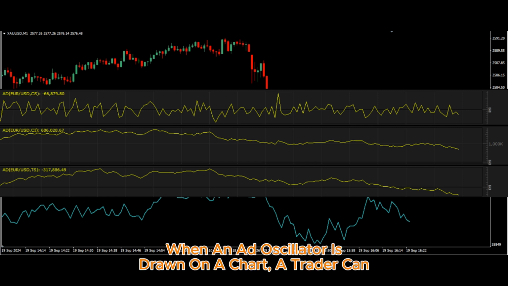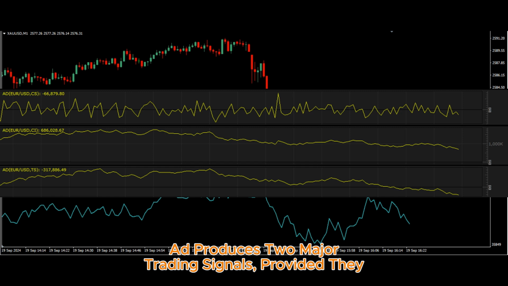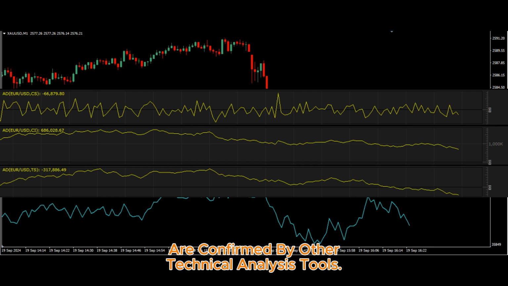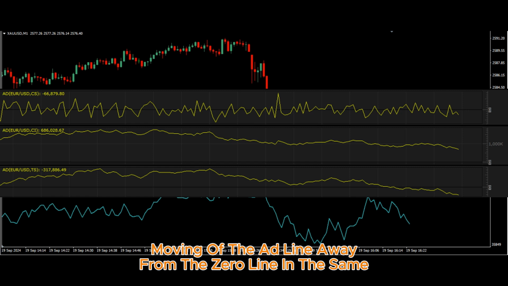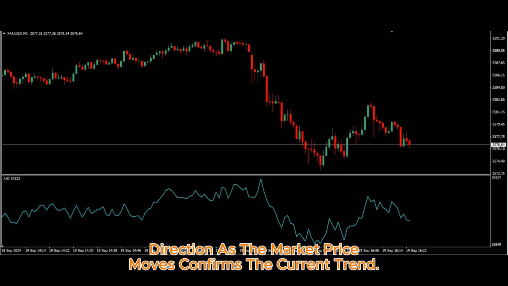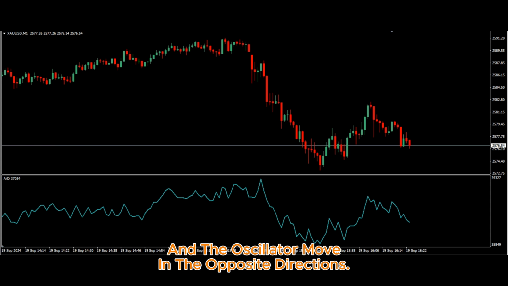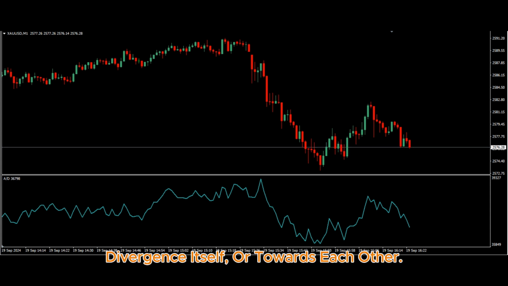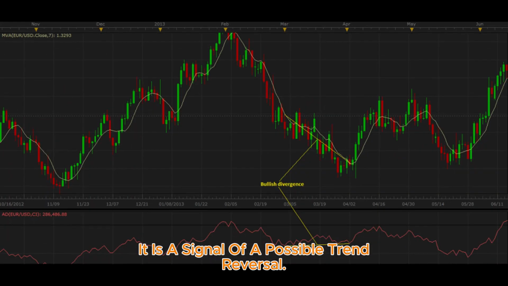When an AD oscillator is drawn on a chart, a trader can analyze its information and try to interpret it correctly. AD produces two major trading signals, provided they are confirmed by other technical analysis tools. Trend confirmation: during a strong uptrend or downtrend, moving of the AD line away from the zero line in the same direction as the market price moves confirms the current trend. Divergences occur when the market prices and the oscillator move in opposite directions, diverging, or towards each other. It is a signal of a possible trend reversal.